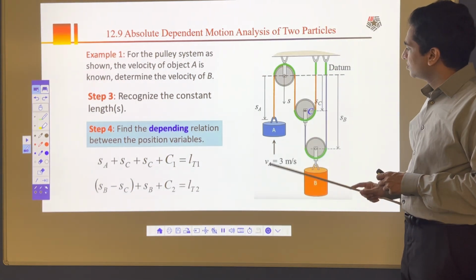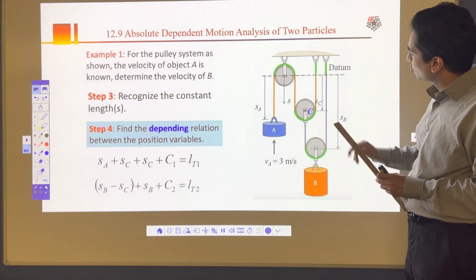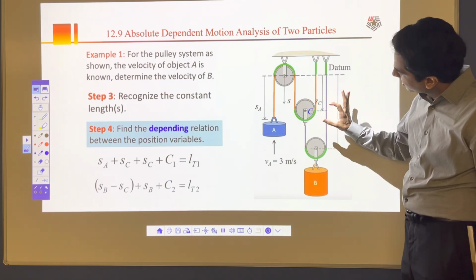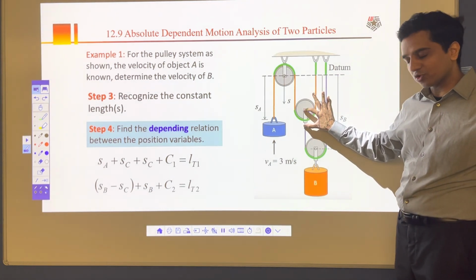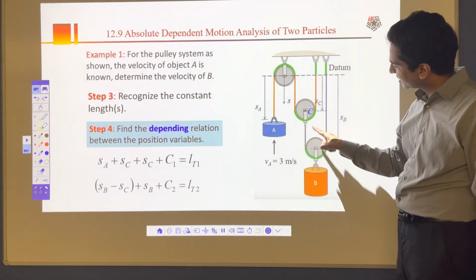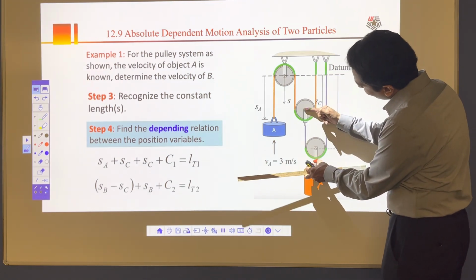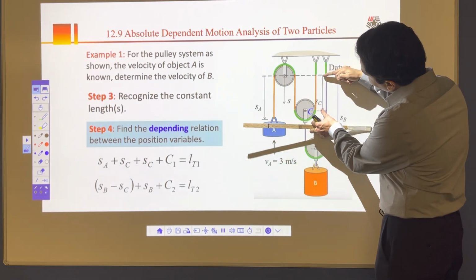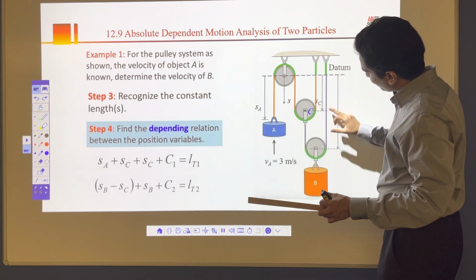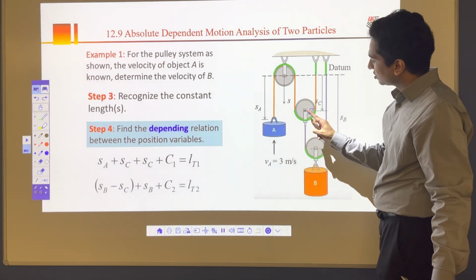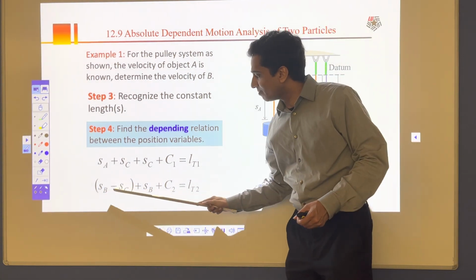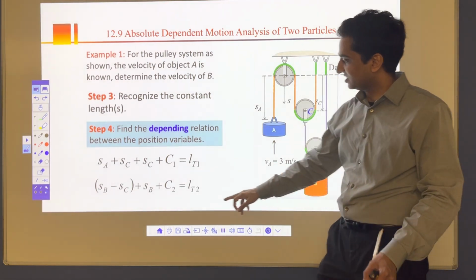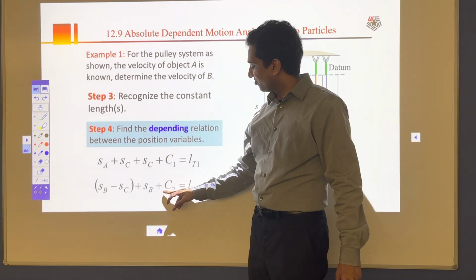Now I'm going to go with the second rope. Now in the second rope I have SB and this length. Many students get confused about this part. So here, this section of the pulley I'm going to consider as a part of the rope. It means that I'm going to calculate this length from this point to this point. So this length is nothing but SB minus SC. If I subtract SC from SB, I'll get the length from point C to this point, and that's part of the total length of this rope. So that will become SB minus SC, this length, plus SB, this length, plus whatever constant I have there, that's C2. So SB minus SC plus SB plus C2 is equal to LT2.